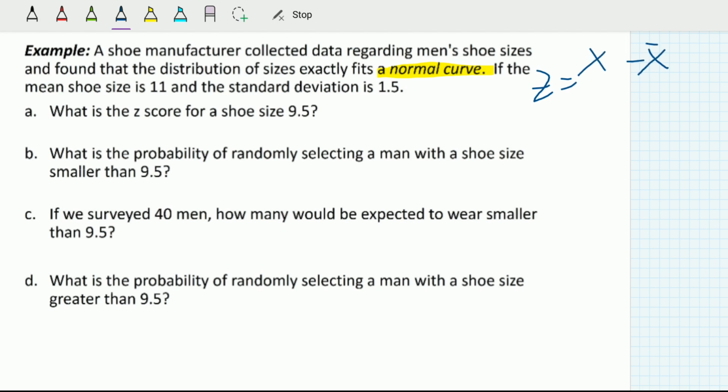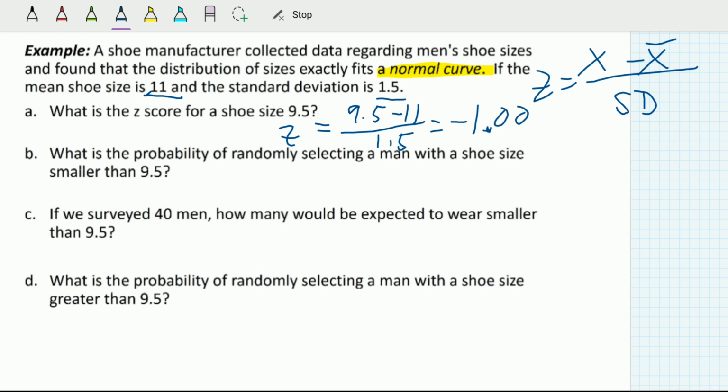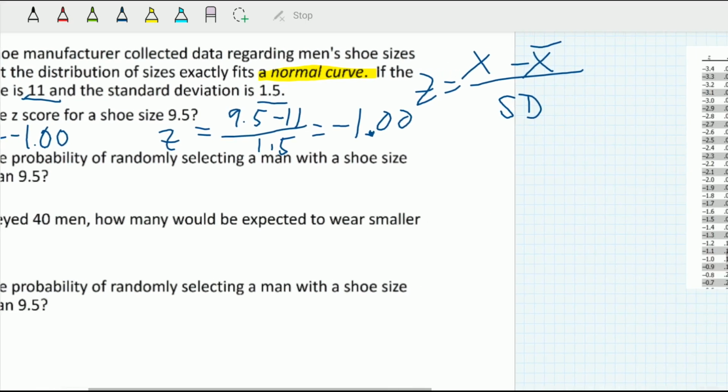First thing we need to do is remember the equation for the z-score: raw score minus average, over standard deviation. What is the z-score for a shoe size of 9.5? 9.5 is the raw score, 11 is the average, and 1.5 is the standard deviation. So the equation would be 9.5 minus 11 over 1.5. After we plug that into the calculator, we get negative 1.00. So that is the z-score. Now, what is the probability of randomly selecting a man with a shoe size smaller than 9.5? Let's look at the z-score table.